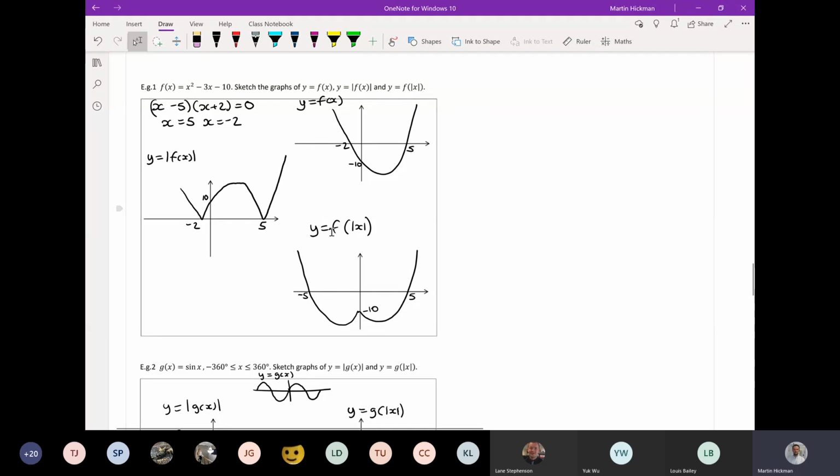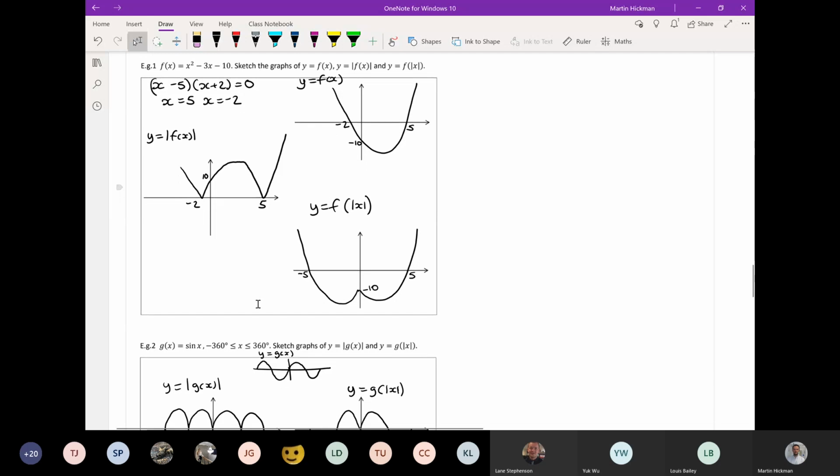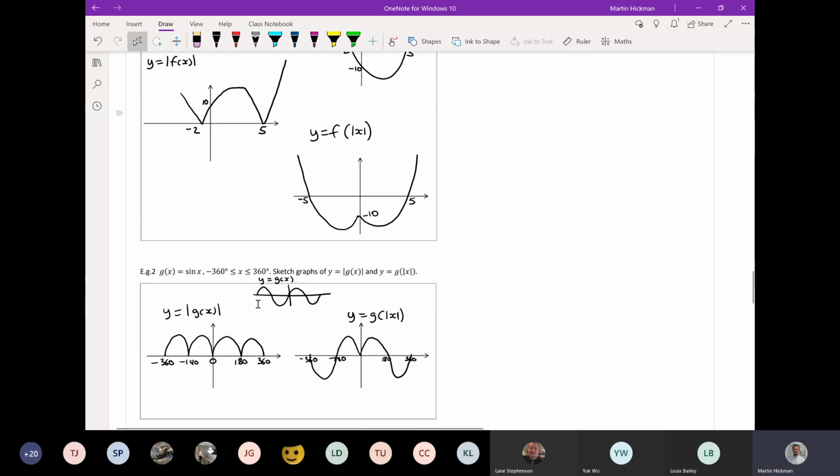And then we have y equals f of the modulus of x. So everything that's a positive value of x stays as it is, but then just reflect that on the y-axis.